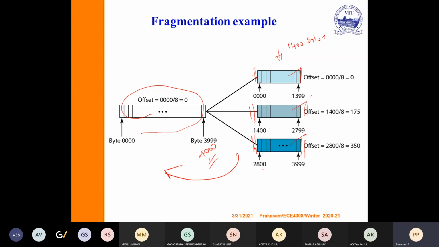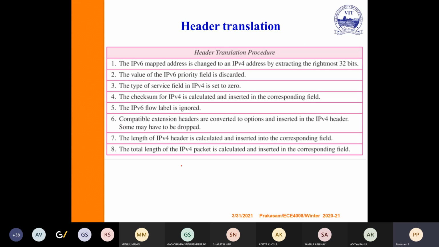So the identification field, flag field, and fragmentation field are used to fragment large data into smaller data, which is then reassembled on the receiving side. So this is about the IPv4 framework.